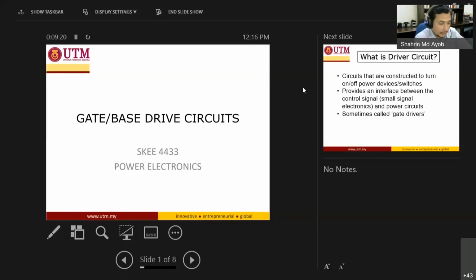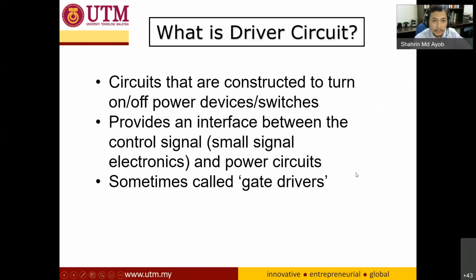This is the circuit that I have already shown to you. This gate drive circuit is very important. So what is a gate drive? It is a circuit constructed to turn the power device on and off. It provides an interface between the control signals, which are small signal electronics, and power electronics. Sometimes it is called a driver circuit, and sometimes a gate driver. The gate driver and driver circuit refer to the same circuit.